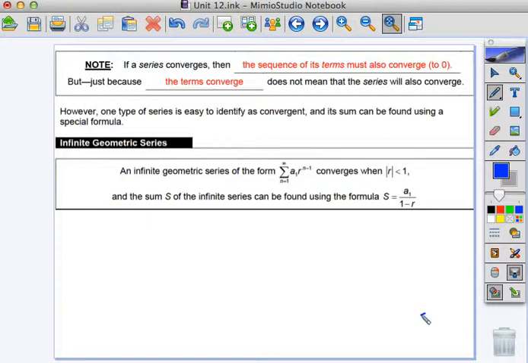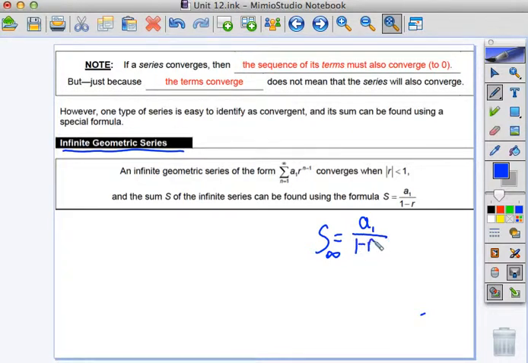One type of series is easy to identify as convergent, and its sums can be found using a special formula. So the infinite geometric series. I'm giving you guys another formula today. An infinite geometric series, in the form of, that's your sigma notation, converges when your rate is less than 1, and the sum of the infinite series can be found using this formula. So series sub infinity, because we want to know what it converges to, is a sub 1 divided by 1 minus the rate.